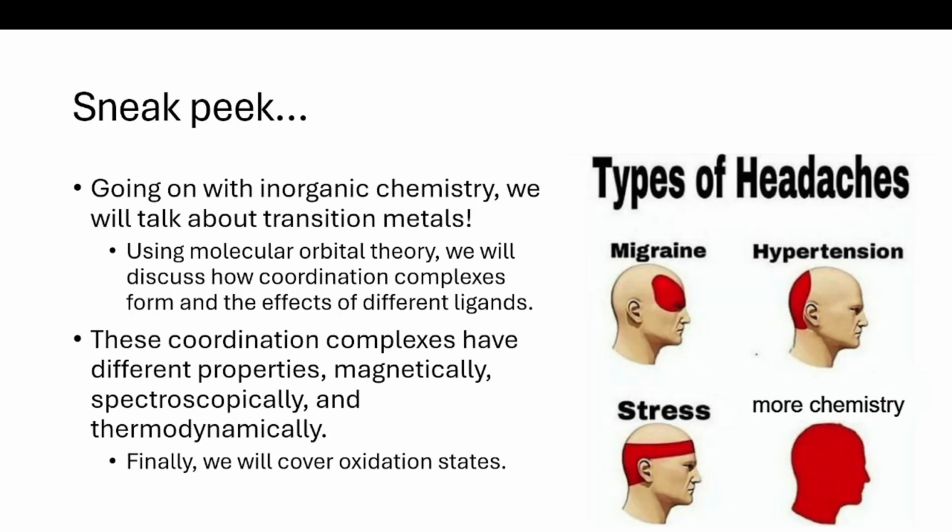So that's pretty much going to be the end of chapter 16 of chemical structure and reactivity. And going on with more inorganic chemistry, we will be talking about transition metals. And using molecular orbital theory, we're going to discuss coordination complexes and how exactly they form and the effects of different ligands. Now, these coordination complexes can be observed in different ways, whether it's through magnetism, spectroscopy, or thermodynamics. And finally, we will cover more about oxidation states.